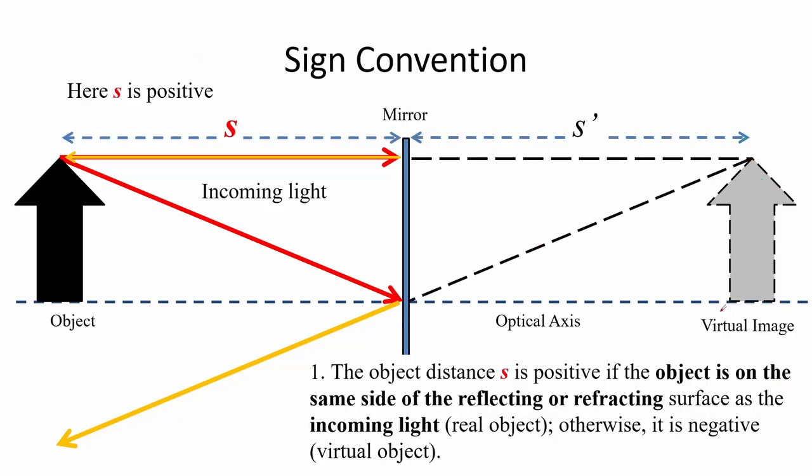Let us look at the sign convention for the rays. The first one, the object distance s, is positive if the object is on the same side of the reflecting or refracting surface as the incoming light, and the object is called a real object. Otherwise, it is negative, or a virtual object. For the case here, the distance s of the object from the mirror line is positive since it is on the same side as the incoming light, or the parallel and central rays, and the reflecting surface of the mirror. And the object is considered a real object.